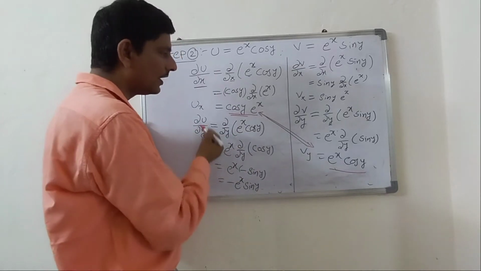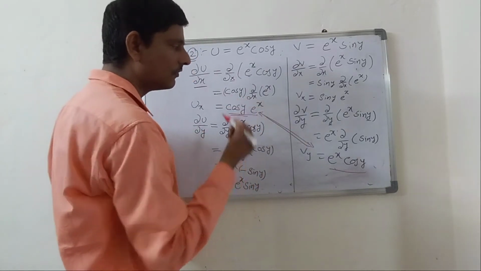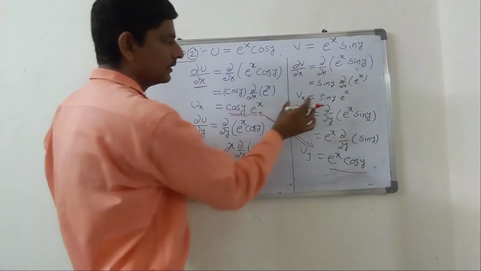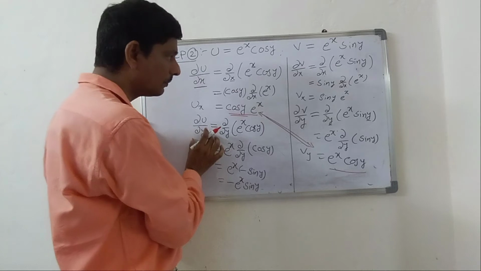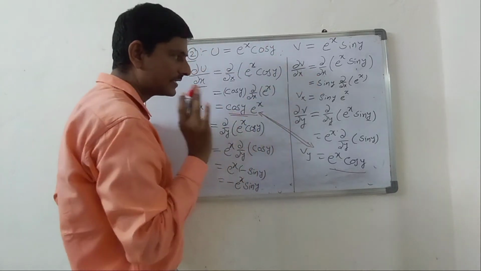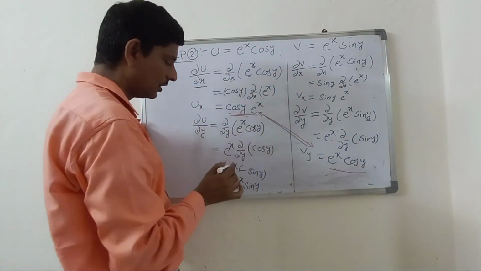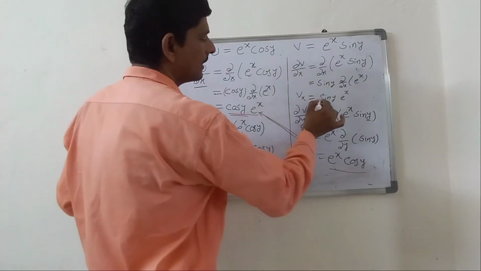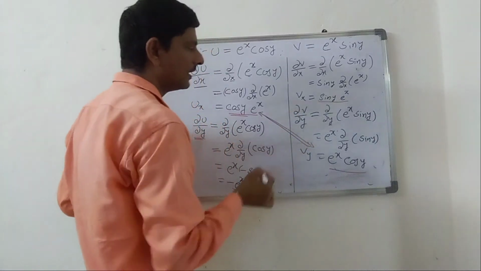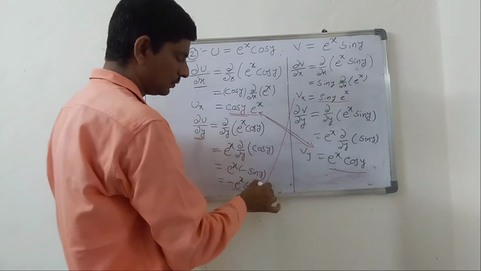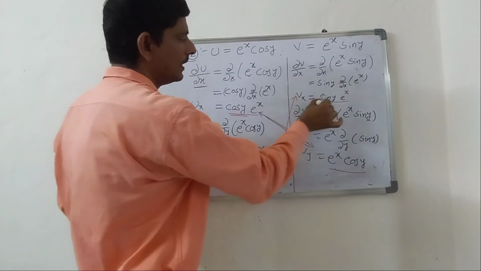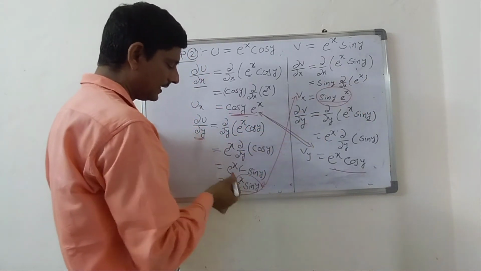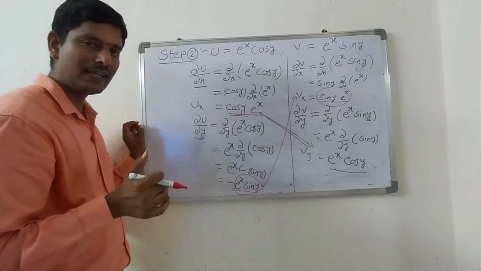Now what is the next condition? Dou u by dou y is equal to minus dou v by dou x. Okay, dou u by dou y and dou v by dou x must have opposite in sign. So if you observe here, dou u by dou y is there, so minus e power x into sin y, and here vx, dou v by dou x is there, plus sin y into e power x. So if you observe these two, they are numerically equal. Sin y into e power x is here, here also sin y into e power x, but it is opposite in sign. Okay, clear?